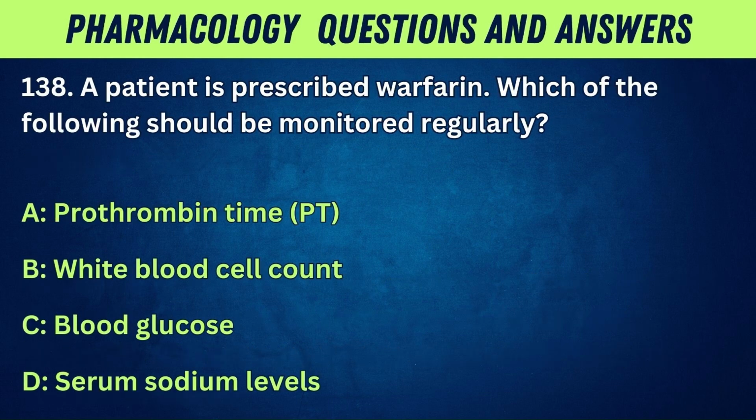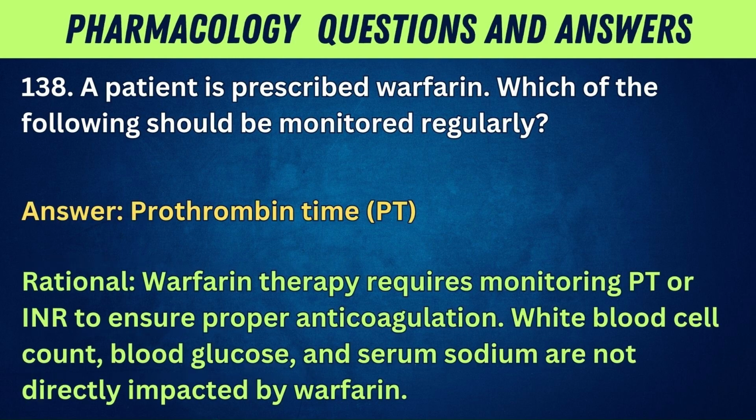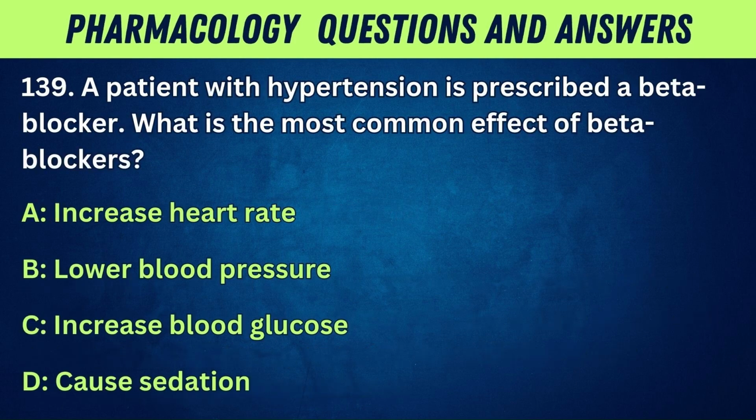138. A patient is prescribed warfarin. Which of the following should be monitored regularly? A. Prothrombin time, PT. B. White blood cell count. C. Blood glucose. D. Serum sodium levels. Answer: prothrombin time, PT. Rationale: warfarin therapy requires monitoring PT or INR to ensure proper anticoagulation. White blood cell count, blood glucose, and serum sodium are not directly impacted by warfarin. 139.